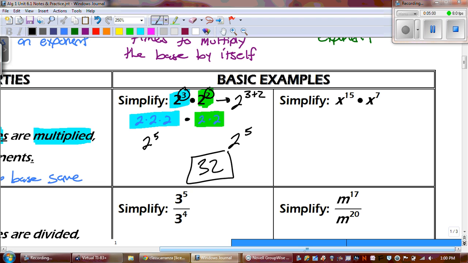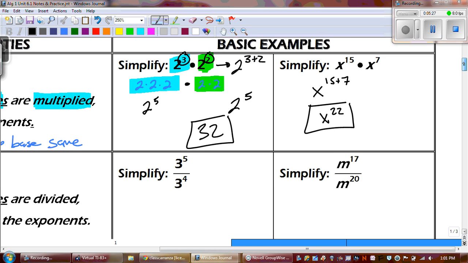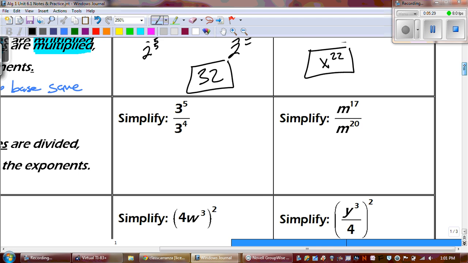The reason we have that shortcut is because for our next example, x to the 15th times x to the 7th, you don't want to sit there and write 15 x's out and then write 7 x's out. All we can do is, I notice they have the same base, the base stays the same, we do 15 plus 7, and we get 22. Okay, so that's the product of powers rule.